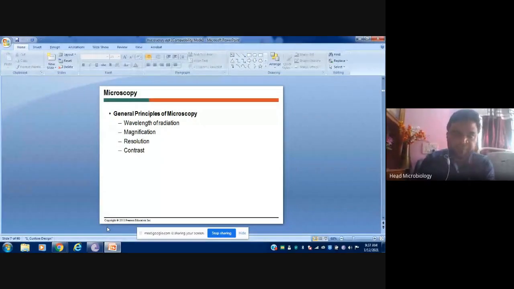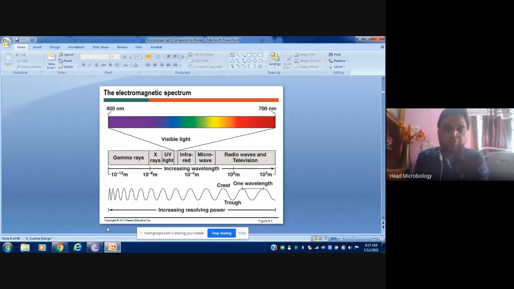Okay, we'll see further. This is about the electromagnetic spectrum of visible light. It is around 400 to 700, but various books, somebody says 350 to 750, whatever it may be, we will not go into detail because this is a microbiology lesson. So visible light has 400 to 700. What does this 400 mean? This is the wavelength. The distance between two crests or between two troughs is called wavelength.